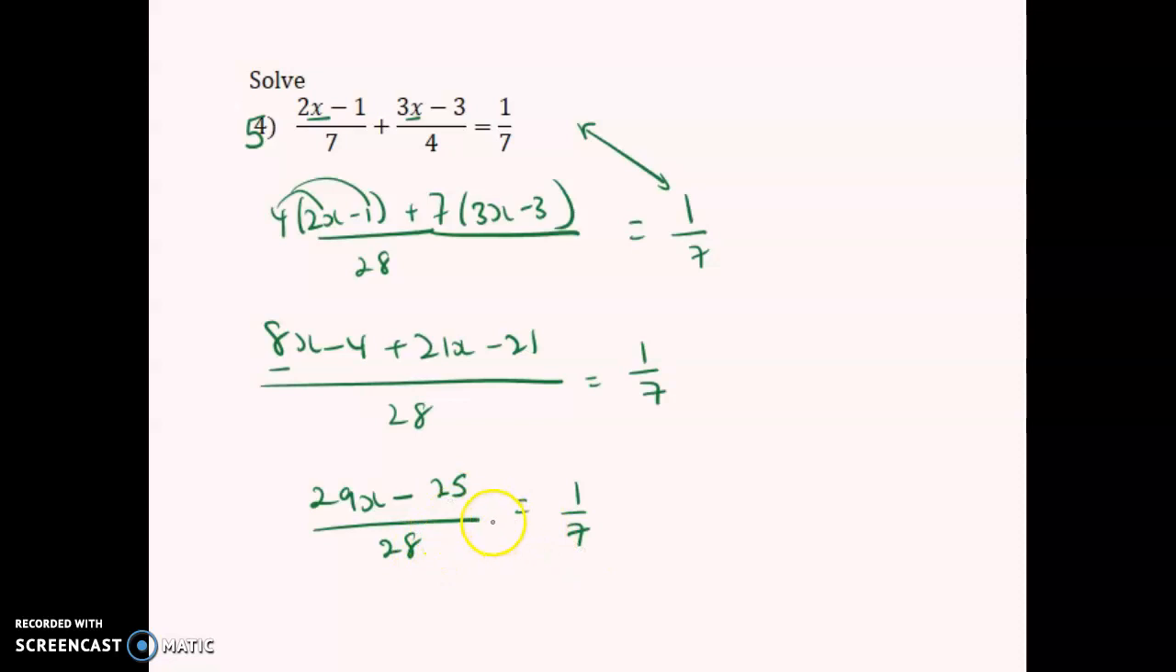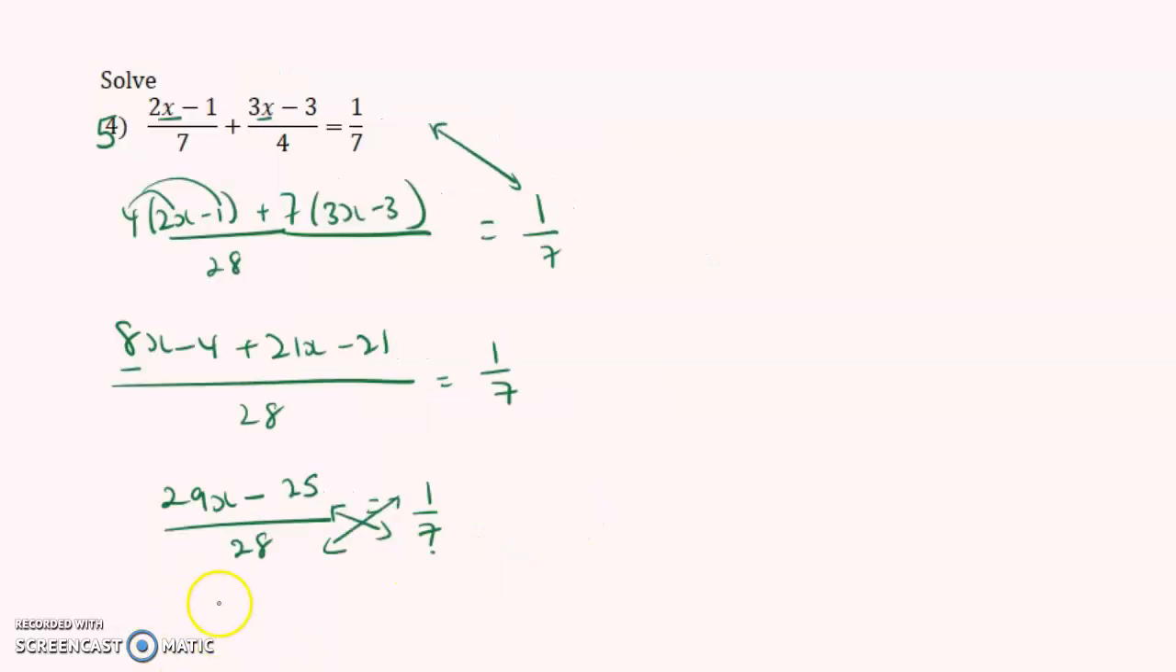Now at this point, I could cross multiply. Cross multiply means I am taking my denominator here, 7, and multiplying by the numerator, which is all of this, and my denominator here, 28, and multiplying by the numerator, which is 1. So that simply means I would get 7 by 29x minus 25 is equal to 1 by 28, which is 28. Now this 7 could come across here and divide.